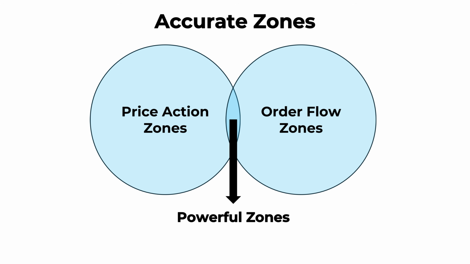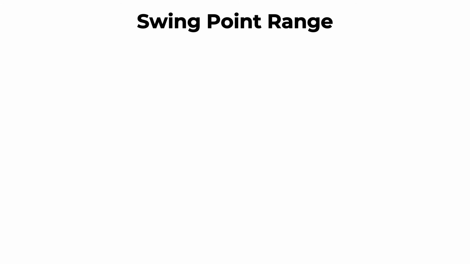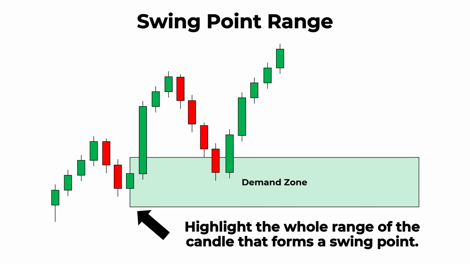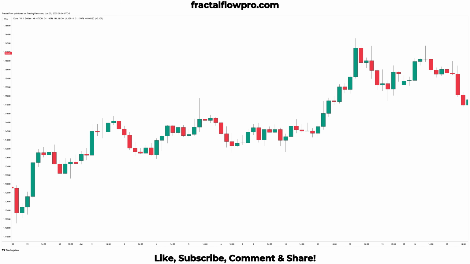Let's begin with the zones based on price action first. The first technique to identify a supply or demand zone is called swing point range, and it consists in highlighting the whole range of the candle that forms a significant swing high or low. For example, in this chart we have a clear uptrend, so we would be looking for demand zones.